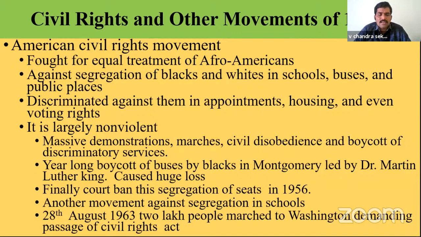Finally, on 20th August 1963, they conducted a famous march in Washington DC, the capital of America. That is famously known as the Washington March. It happened on 20th August 1963. Nearly 2 lakh people marched, demanding the passage of the Civil Rights Act, which gives equal rights to blacks and whites. This is the famous Washington March.